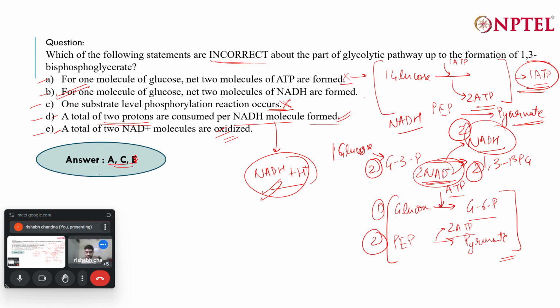Okay, here is a correction. As we write this NADH plus H plus, only one proton is added here. So no two protons, this would be one proton. So instead of E, this would be D. That would be the incorrect answer. So the total of incorrect would be A, C, and D. So any doubts in this question?